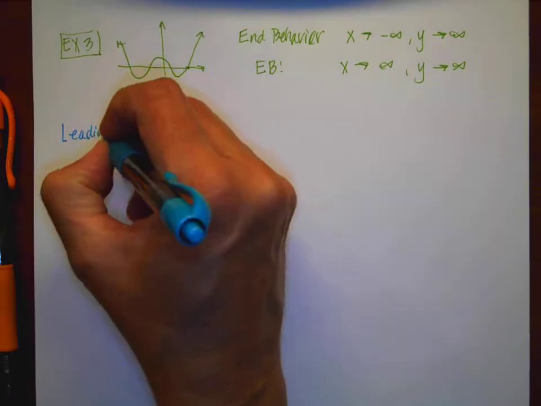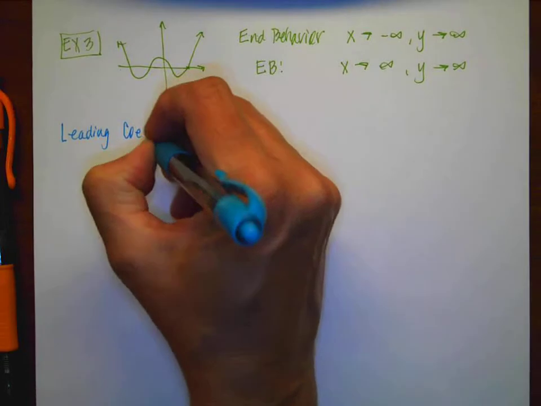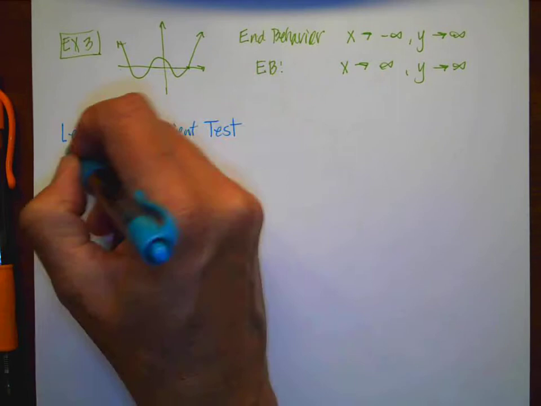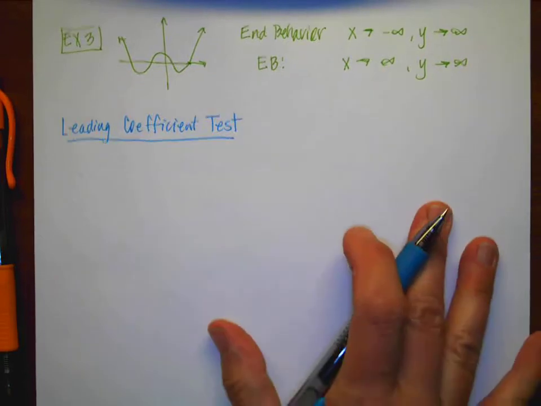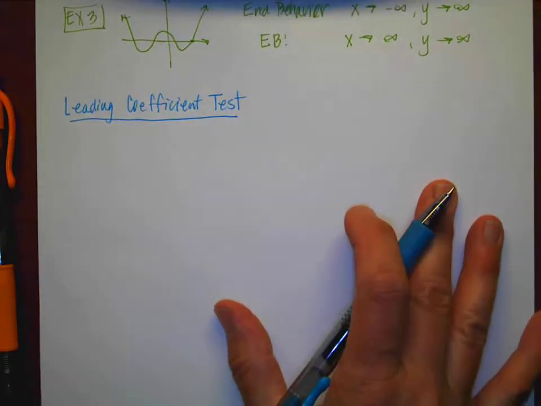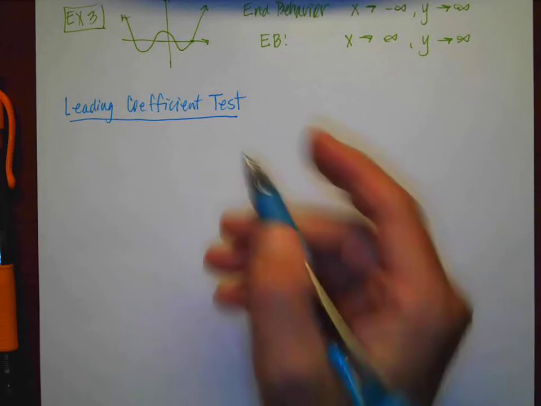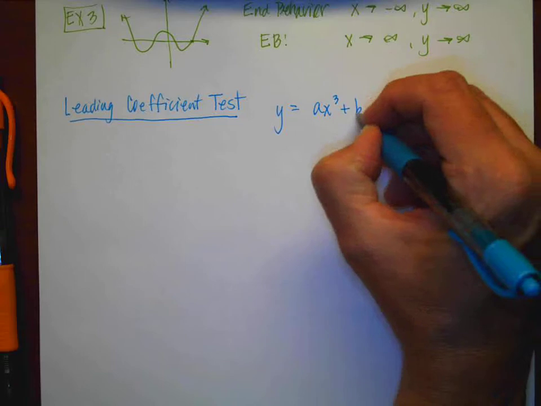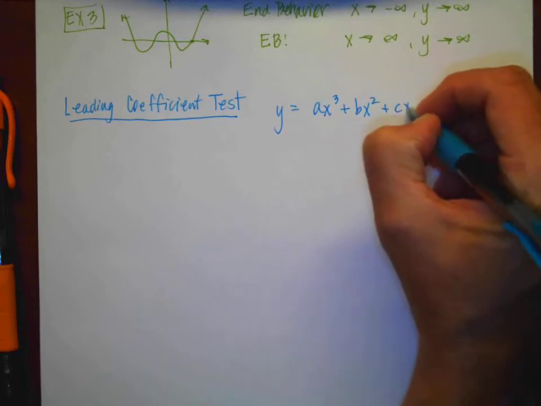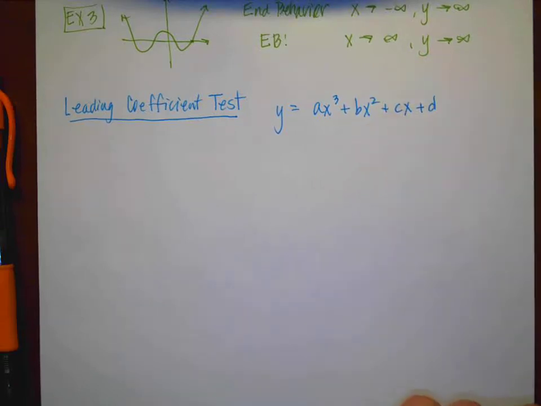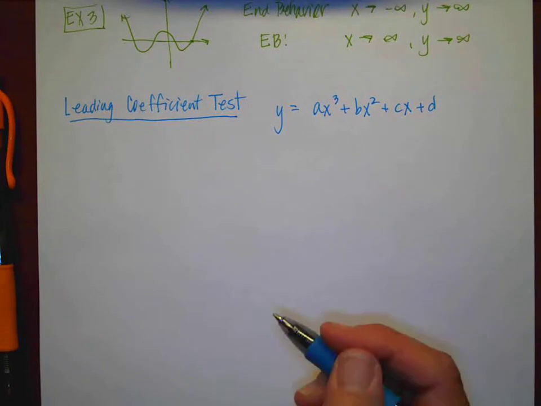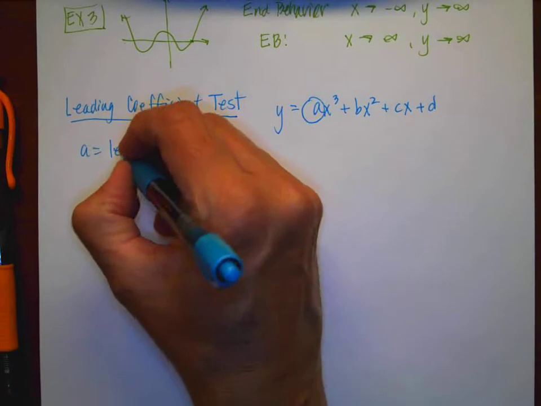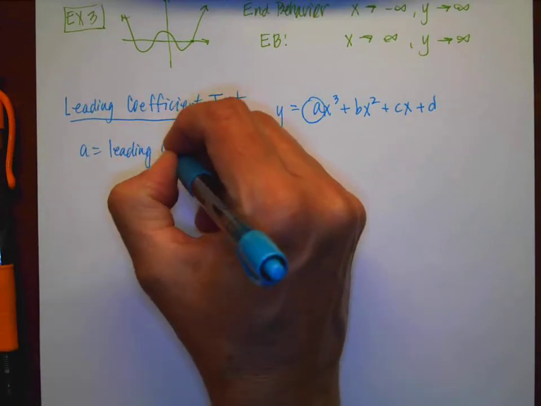All right, the next thing that we want to talk about is the leading coefficient test. Again, it's just another way of looking at a graph in case I didn't have access to a calculator. So if I had y is equal to ax^3 + bx^2 + cx + d, or any other flavor of polynomial, a is always going to be the leading coefficient.